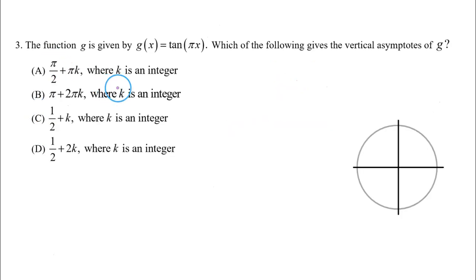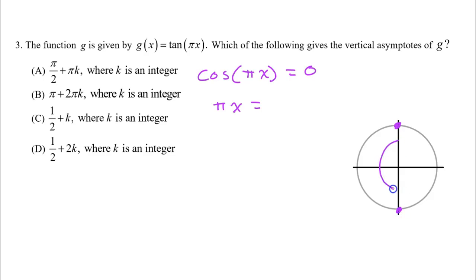Number 3 is just like number 2. We need to find an expression for the vertical asymptotes of tangent pi x. Tangent is sine over cosine. The vertical asymptotes will be where the denominator, cosine pi x, is equal to 0. We start by solving for the inside part, pi x. Where does cosine equal 0? Pi over 2 and 3 pi over 2.